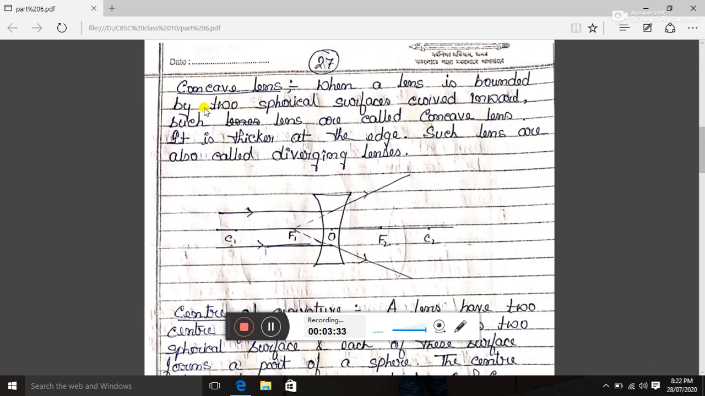So another type of lens is the concave lens. When a lens is bounded by two spherical surfaces curved inward, such type of lens is called a concave lens. So this is a concave lens.